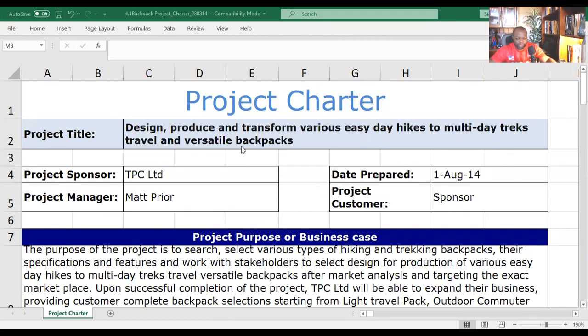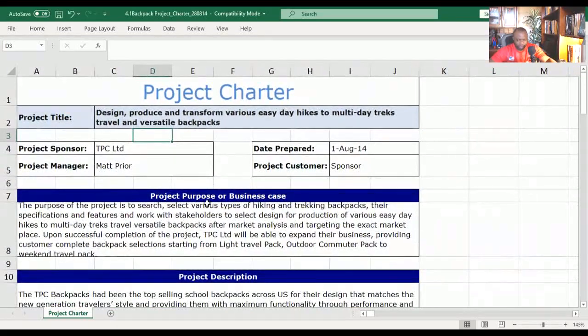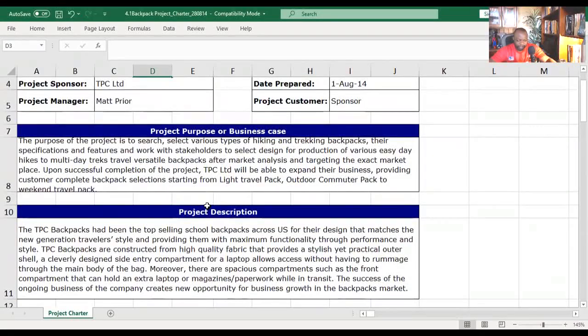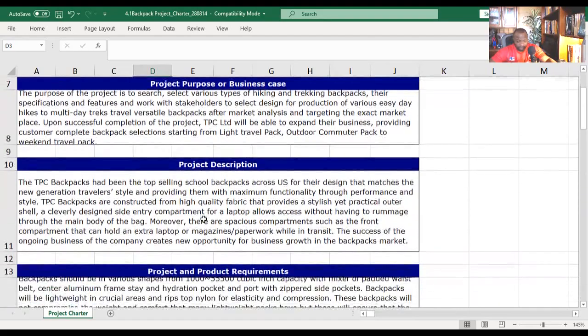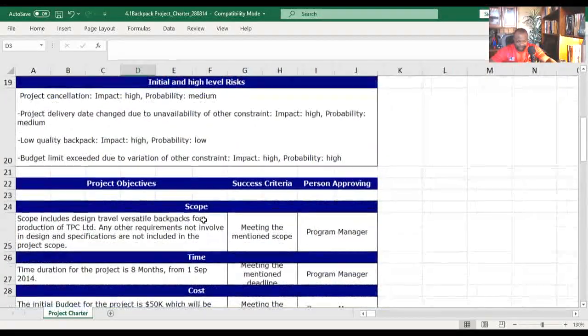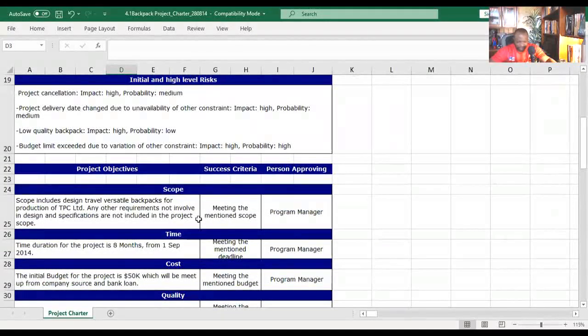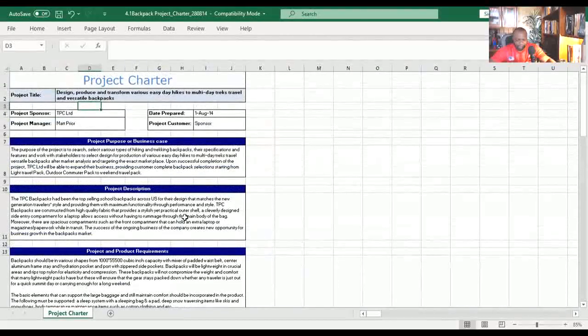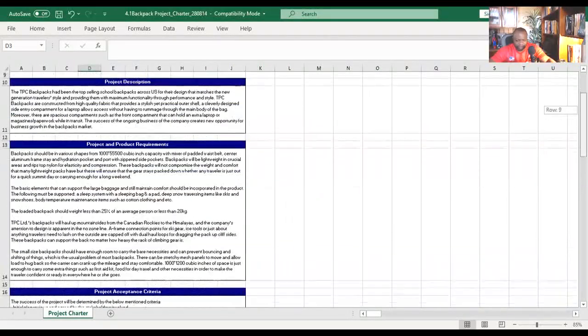Project charters should be used for a high level understanding of the project to put everyone on the same page. The project charter contains various sections, such as the purpose, a section where a case for the project may be made, project description, project and product requirements, project objectives, success criteria, high level scope, high level schedule, high level cost, high level quality. In essence, it's a document. It's just that, a document that authorizes the project.